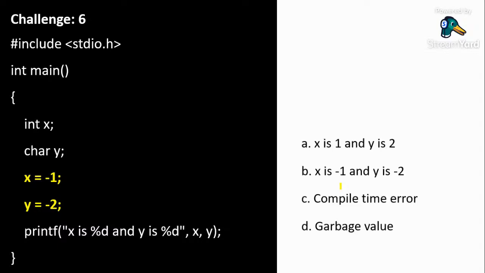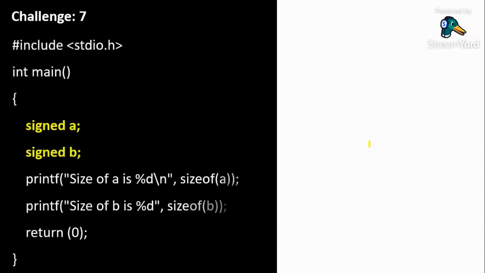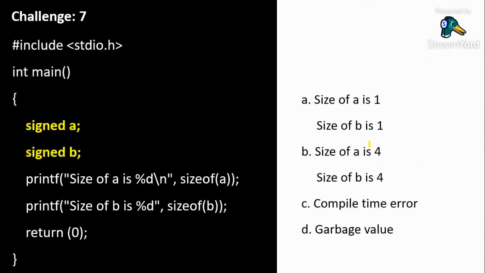So output is okay. We have options also. I didn't know that. So output is x is -1 and y is -2. So there's no change here. What is the output of this? Right. So output is size of A is 4, size of B is 4.